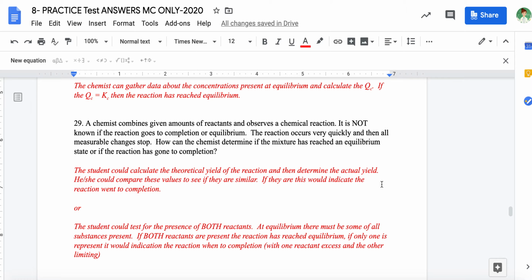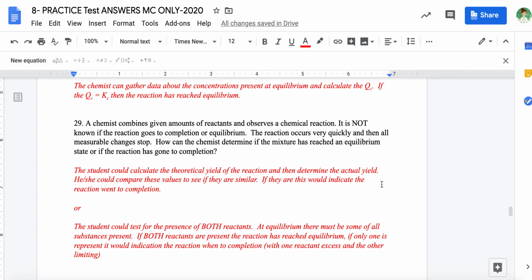Something else you could do is try to test for the presence of a reactant, because if you had a reactant that's present, that could be an indication that you had something that's at equilibrium. So you're looking for the presence of both reactants. If there was only one reactant present, that could be the reactant that was in excess, which could be a sign that it went to completion.